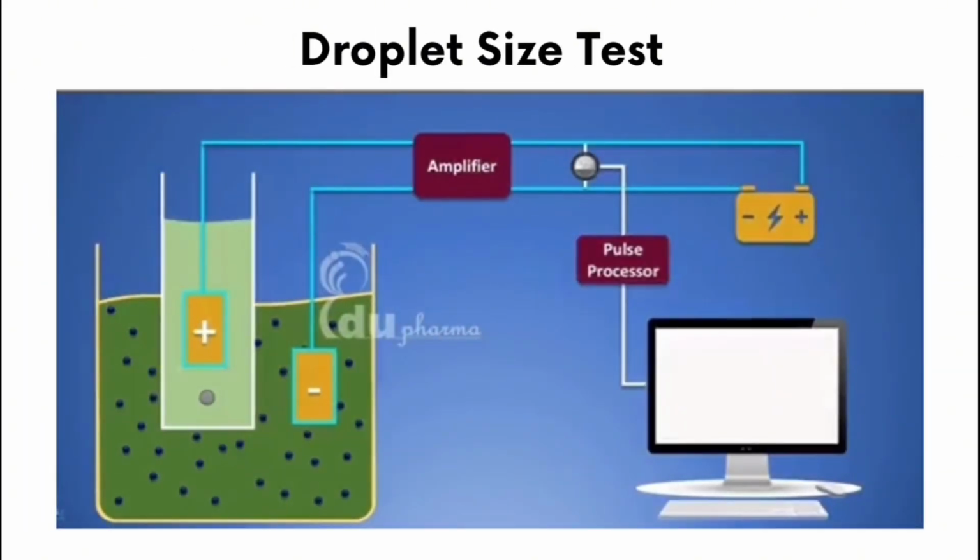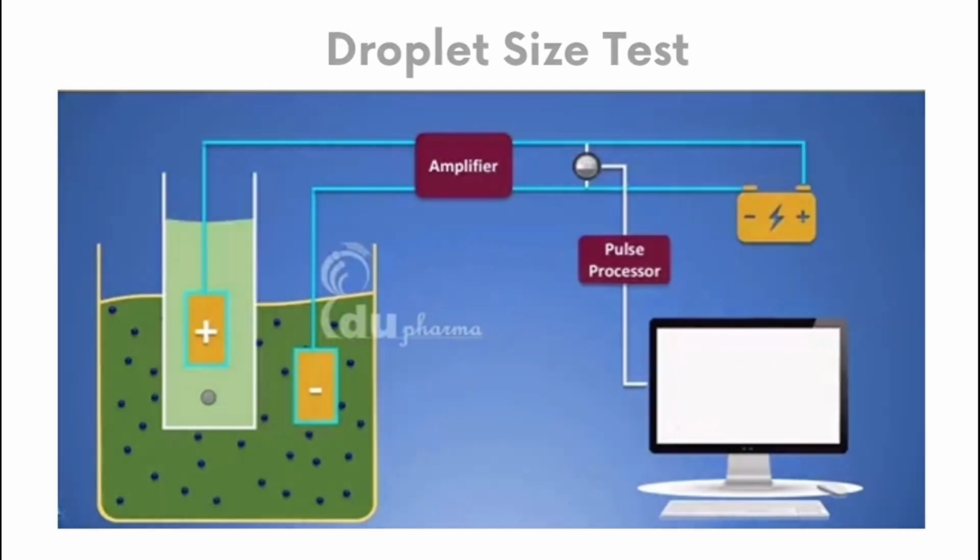This is an example of a Coulter counter device, just to imagine how it works and its mechanism. As we can see, the particles enter the aperture and are recorded on the screen. The second particle, we see the second wave.